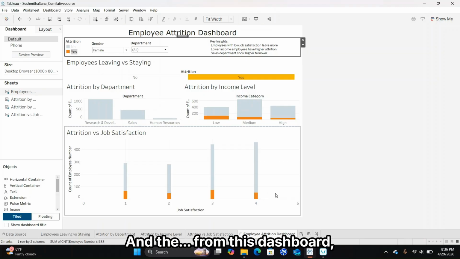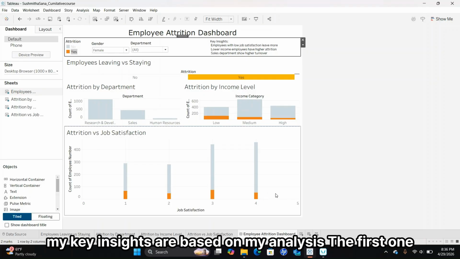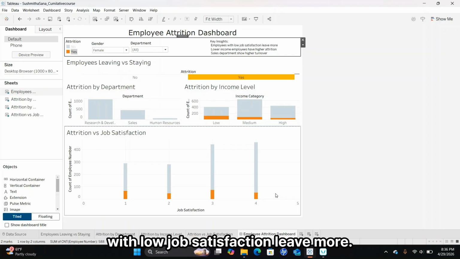And from this dashboard, my key insights based on my analysis are these. The first one is employees with low job satisfaction leave more. The second one is employees with low income have more attrition. And the third one is the sales department shows higher turnover compared to the other departments.